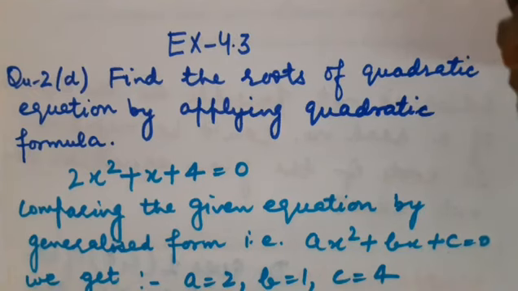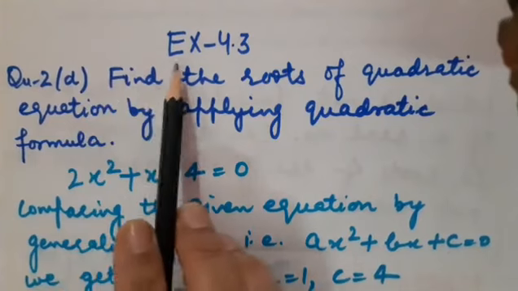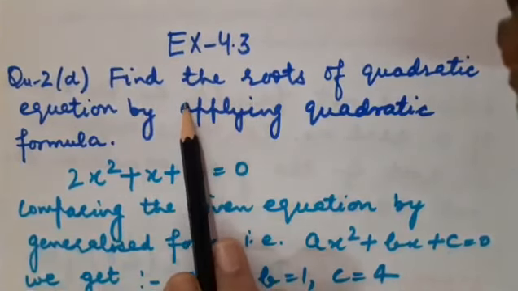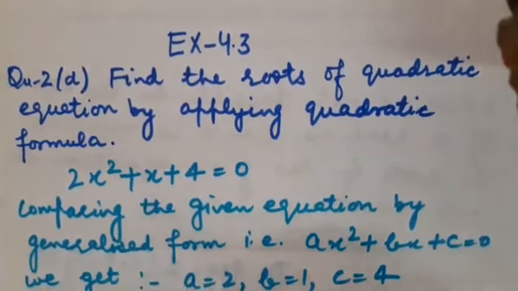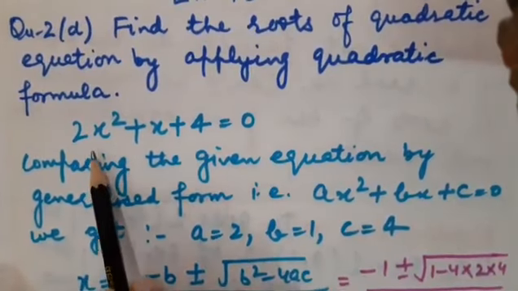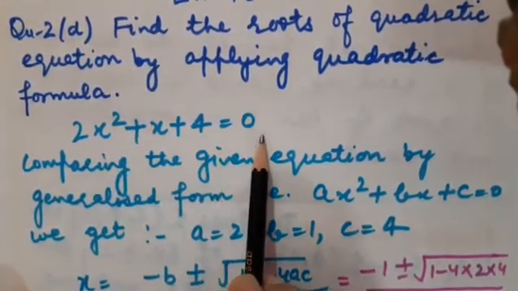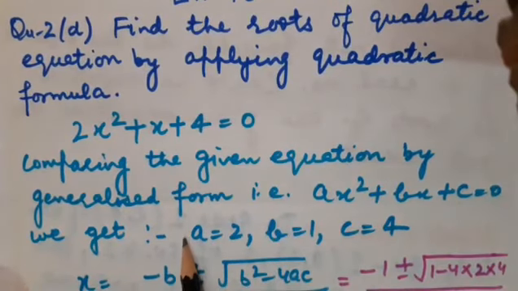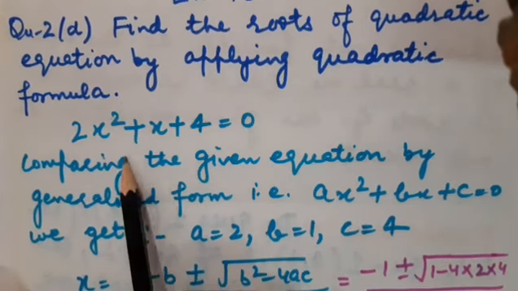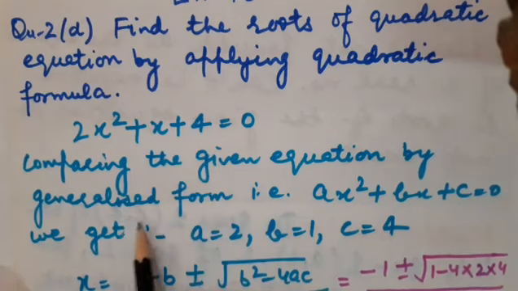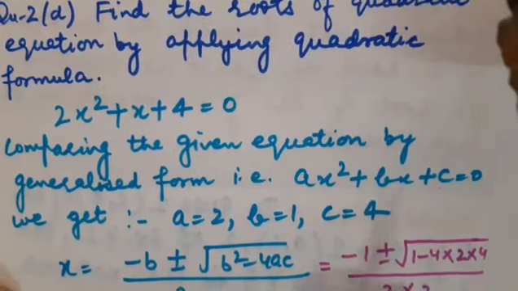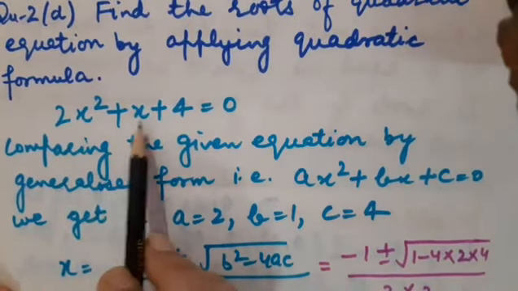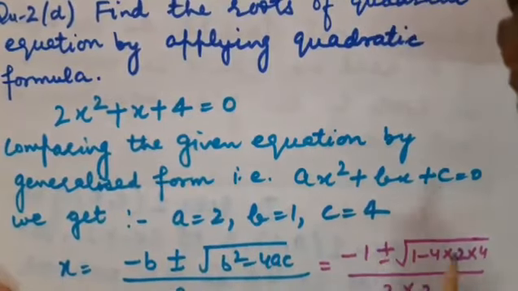For that I have taken one more example, that is question number 2D from exercise 4.3. The question is, find the roots of the quadratic equation by applying quadratic formula. Fine. So let us start it. The statement is 2x square plus x plus 4 is equal to 0. For applying quadratic formula, children, you know very well that you must know the values of a, b and c. So that's why I am going to compare this given quadratic equation with its generalized form, that is ax square plus bx plus c is equal to 0. So I got a is equal to 2, b is equal to 1 and c is equal to 4.